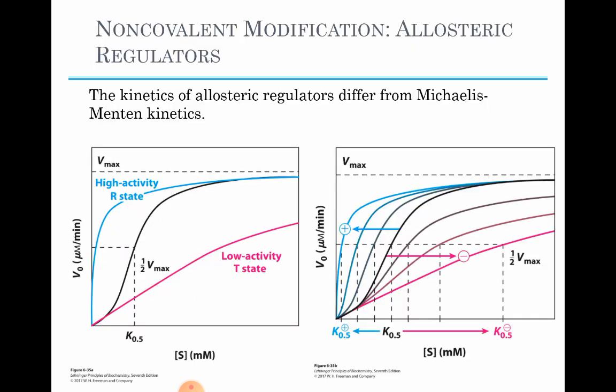And the kinetics of allosteric regulators differ from the Michaelis-Menten kinetics. See, the kinetics, they show a hyperbola. In contrast, when we come to the allosteric regulation of enzymes, we come across a sigmoidal curve.